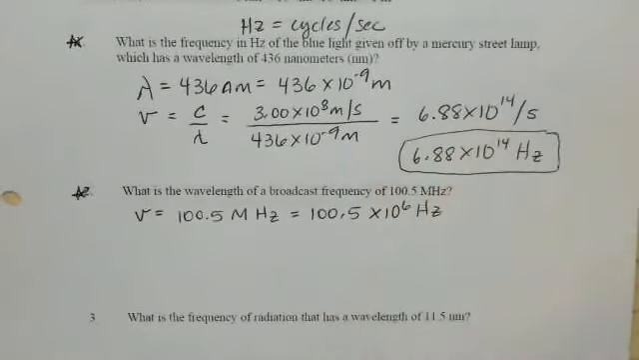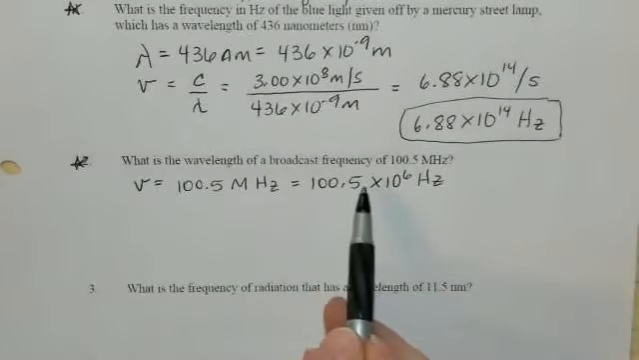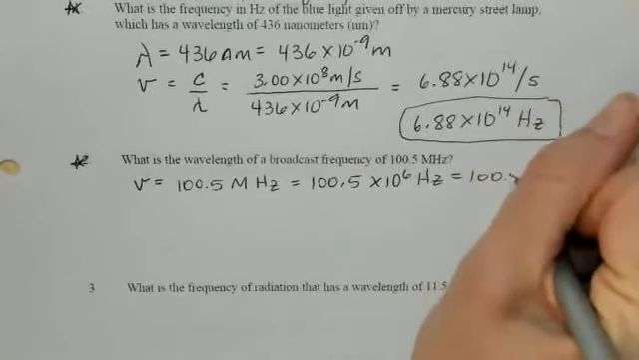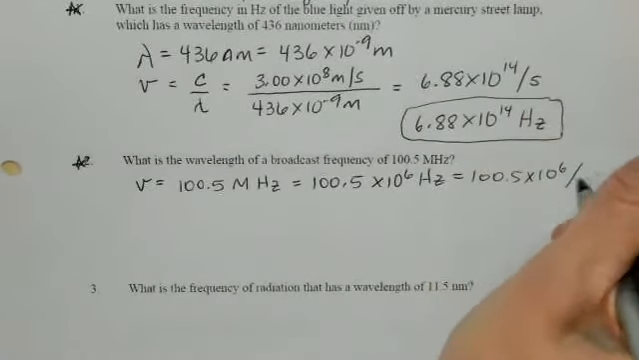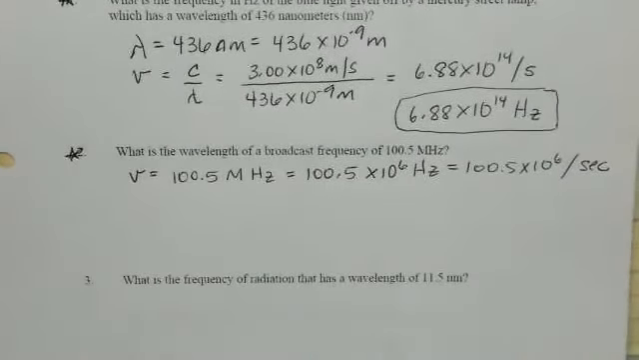All right, so I'll just keep it. It's not perfect scientific notation, but that's okay. So 100.5 times 10 to the 6 hertz. And again, that's the same as 100.5 times 10 to the 6 cycles per second, right? And it's going to look better that way when we go to cancel out our units.